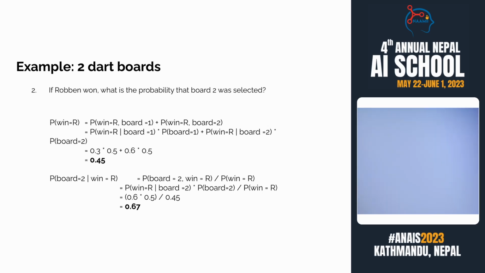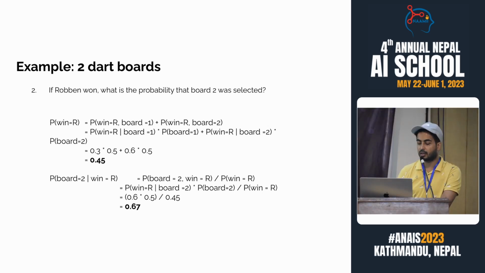Yeah, sorry, maybe this is the way I've written it. It looks as if I'm doing this probability of board equal to 2, but this is not written very nicely. It's just a continuation from the above line. This is probability of win equals Robin. But yeah, probability of board equal to 2 is just 0.5. That is correct. But what we are trying to compute is the probability of board equal to 2 if Robin won, right?